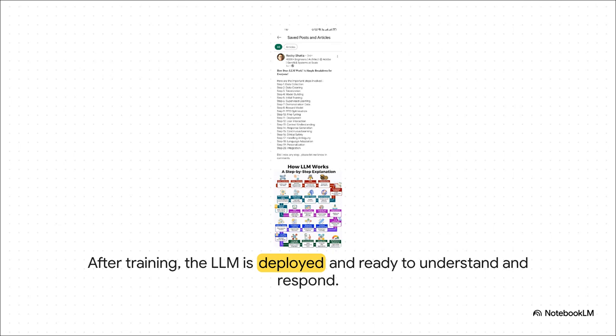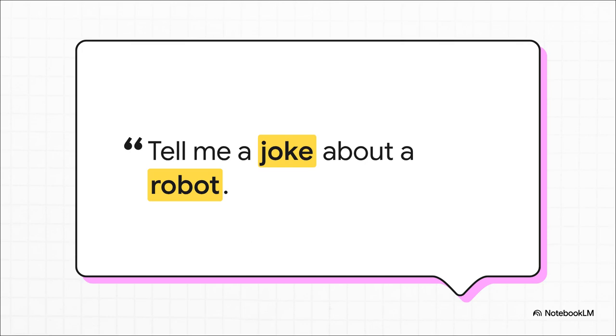This is the moment of truth. You type in a simple request, something like, "Tell me a joke about a robot." What happens in that split second isn't magic, but it's pretty darn close.